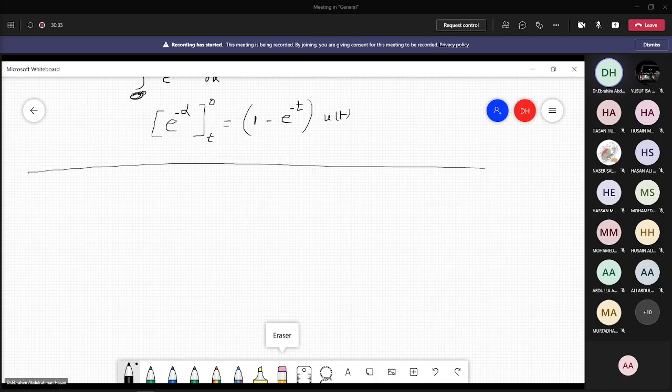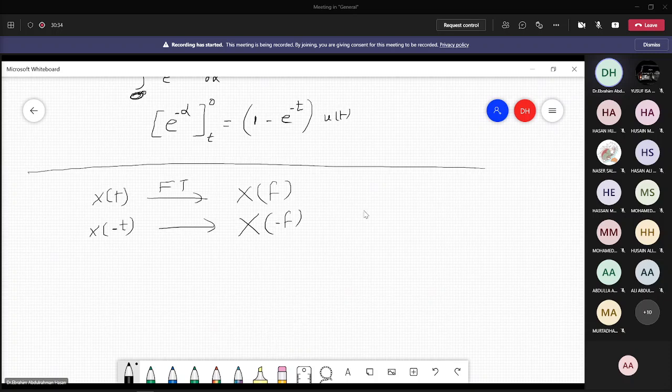Okay, time reversal. So if x of t has Fourier transform equal to X of omega or X of f, then x of minus t has Fourier transform equal to X of minus f. Do we need this? Yes.